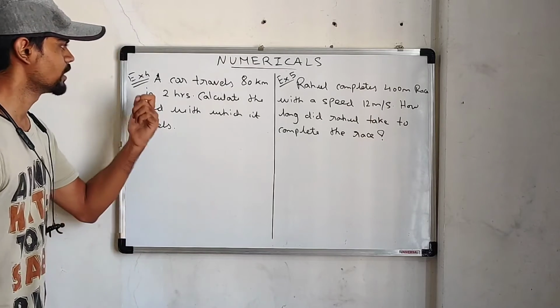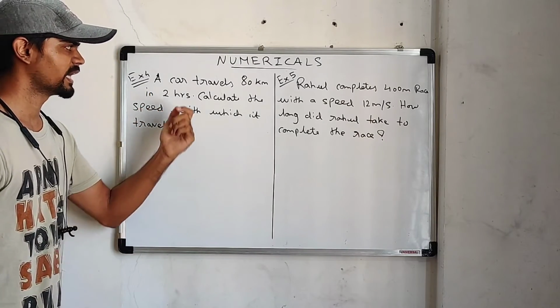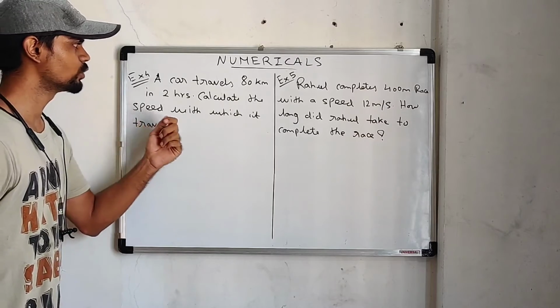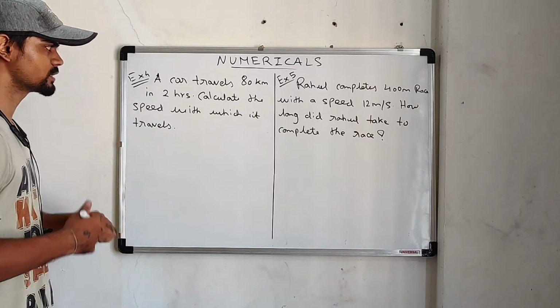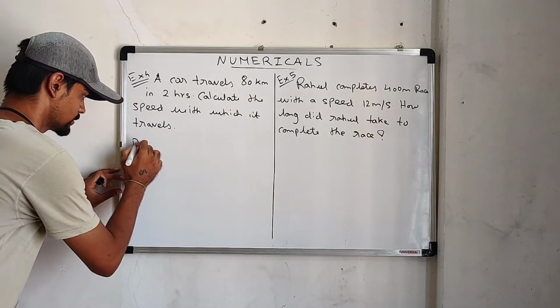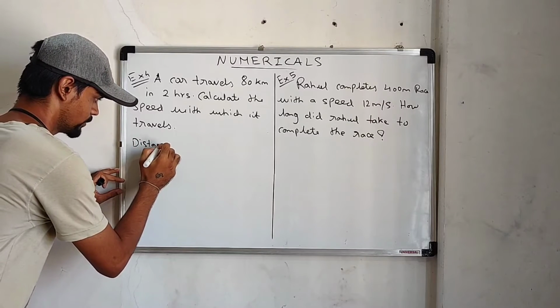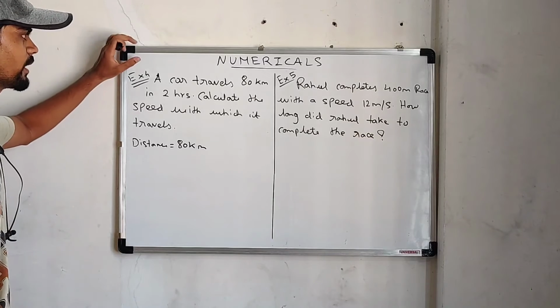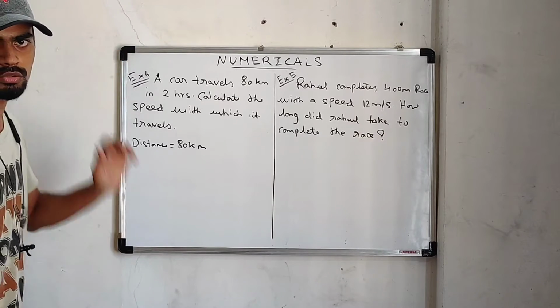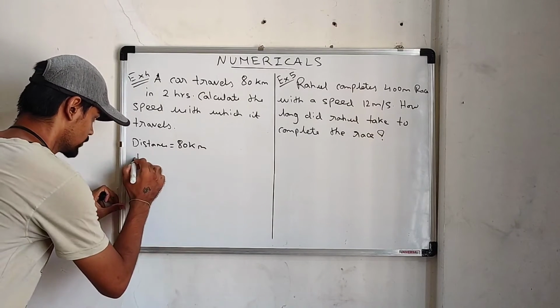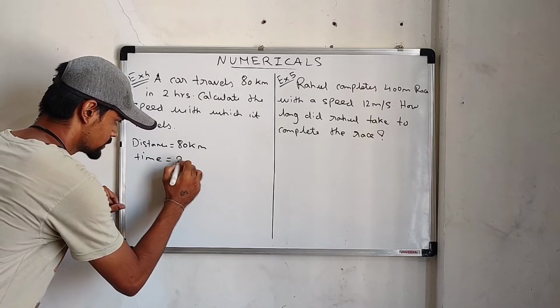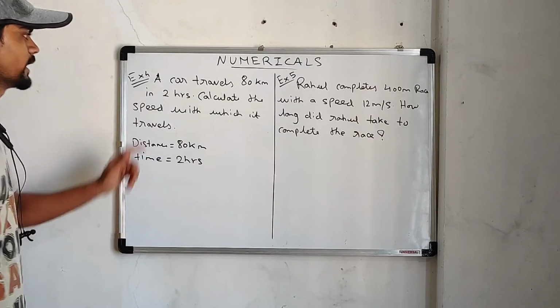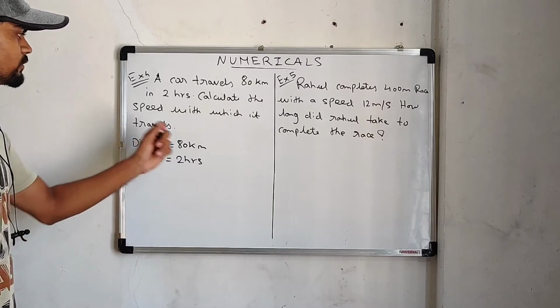A car travels 80 km in 2 hours. So here the distance is given to us, that is 80 km. What is the distance? 80 km, which is travelled by a car in 2 hours. So time is also given to us. What is the time given to us? That is the 2 hours. Calculate the speed with which it travels.